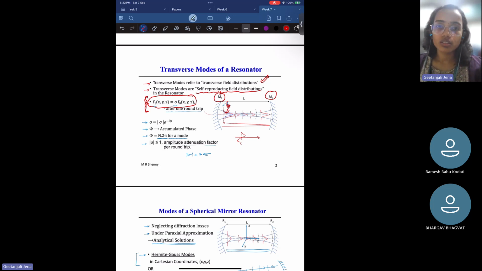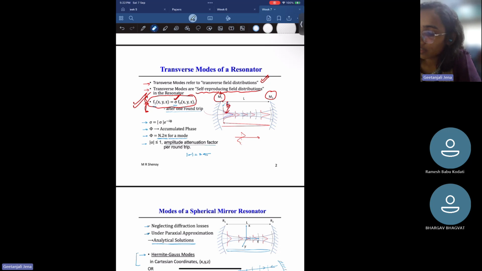The transverse mode, which is self-reproducing, has to satisfy this condition: F1, after one round trip, will be similar to the initial field distribution with a factor sigma. If you see the diagram here, we have taken a Gaussian field distribution. The red line is the initial field distribution. During propagation, its field profile remains the same, it's Gaussian. Only the width and the amplitude are changing.